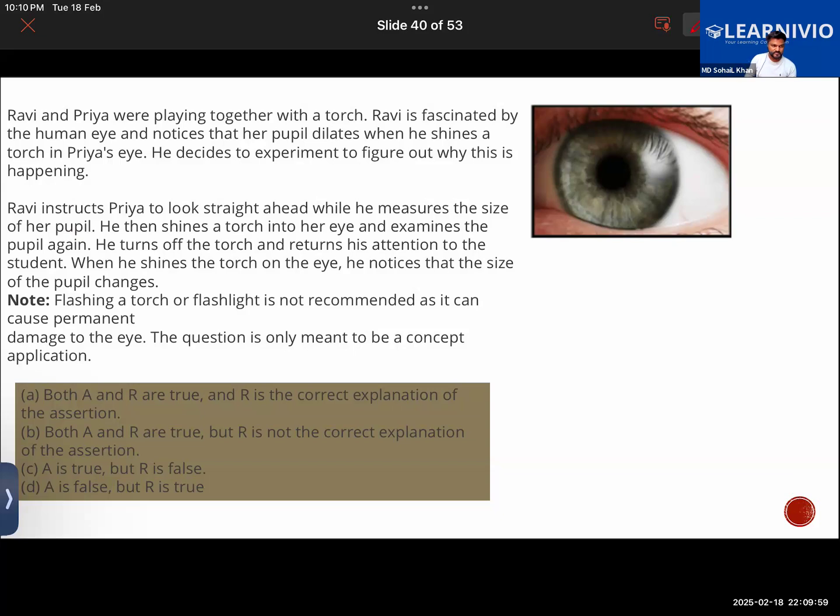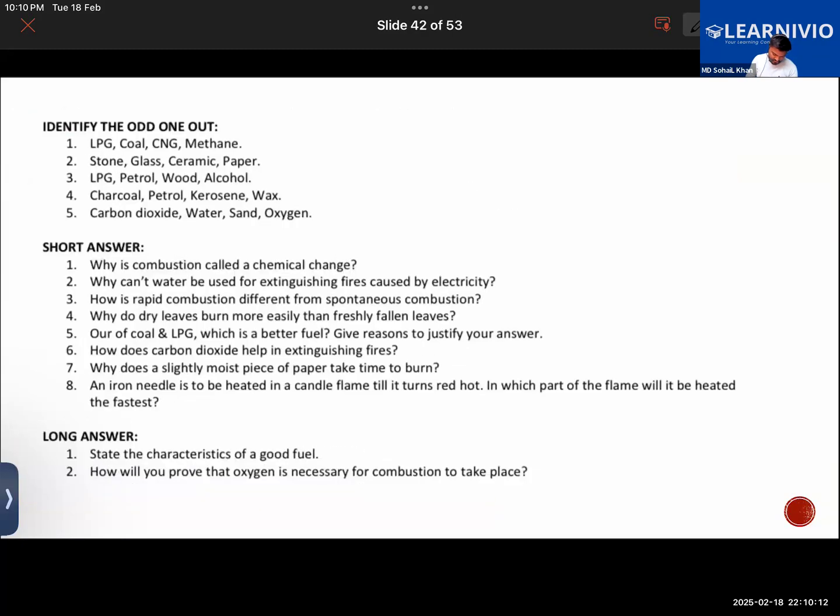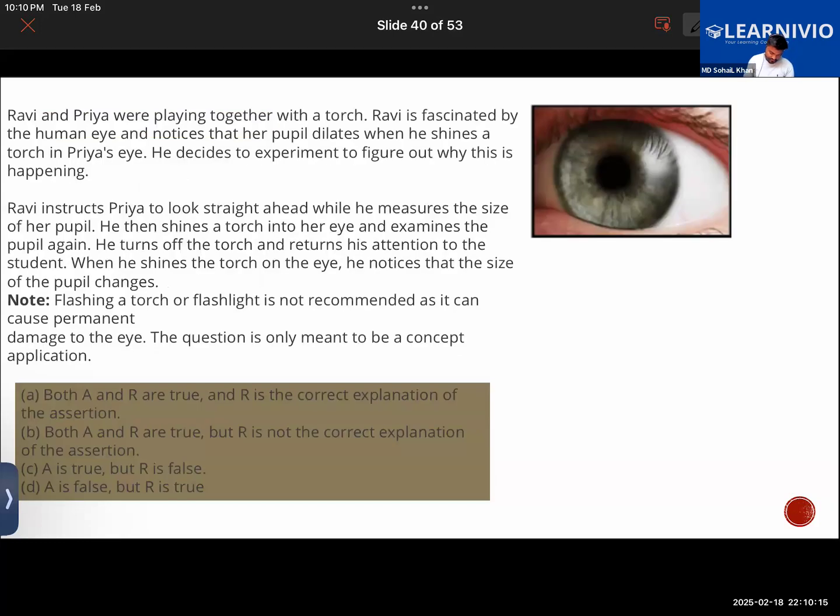Now the A1 is... Okay, hold on. Actually, I think I missed typing the assertion and reasoning over here. That is the assertion and that's the reasoning.